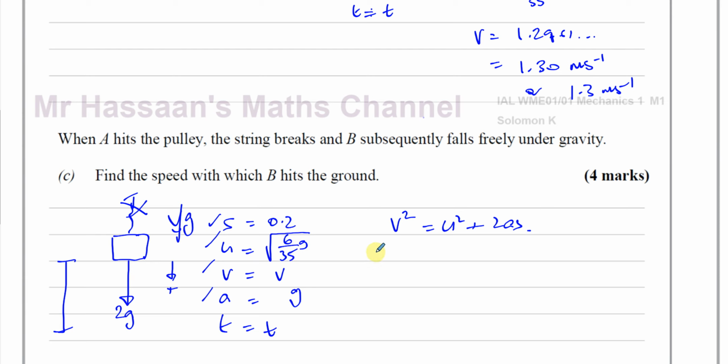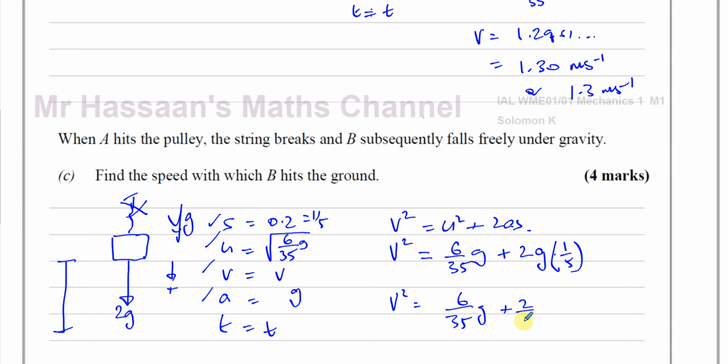Because now V squared, well, I need to find V, so V squared equals U squared, which is basically going to be 6 over 35 G if I square this, plus 2 times A, which is G, times S, which is 0.2, which we can say is 1/5. I'll write that as a fraction. 0.2, which is 1 over 5. So now I'm going to have V squared equals 6 over 35G plus 2 over 5G.